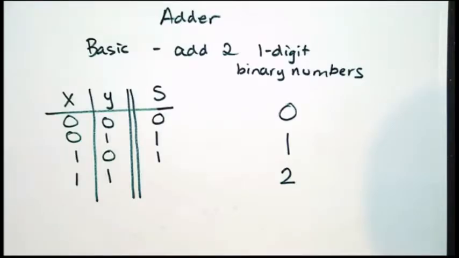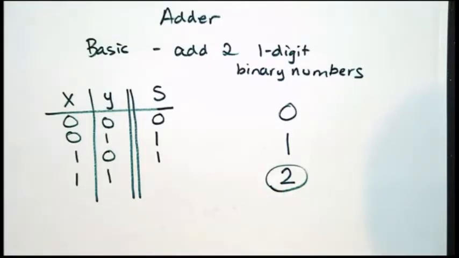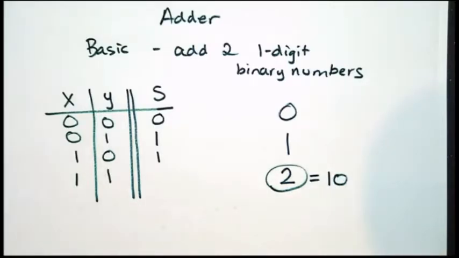What is the output of the addition of 1 plus 1? Well, in base 10, the answer is 2. In any base other than base 2, the answer is 2. So if I have base 3, the answer is still 2. So 1 plus 1 is actually equal to 2, but it's in decimal. Our output is going to be in binary, so this is actually equal to 1, 0 in binary.